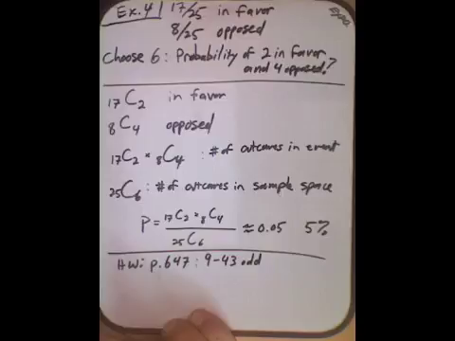But what we're doing is in the numerator, we're trying to count up the number of ways we can get 2 people in favor and 4 opposed. And that in itself was a compound event. And then in the denominator, we're counting up the total number of ways to choose 6 people out of 25. This turns out to be about 0.05, or 5%. This looks a lot like when we calculate probabilities for cards in poker and other games. So that'll show up again later.